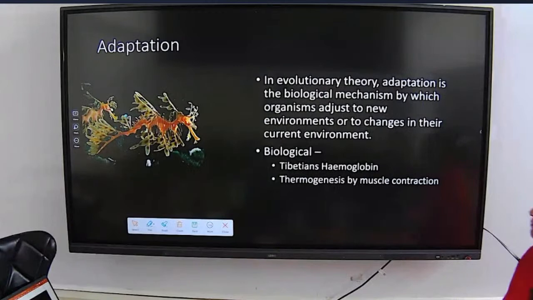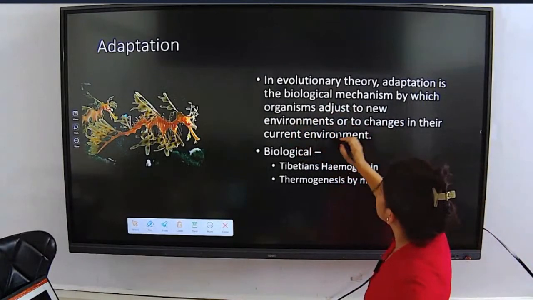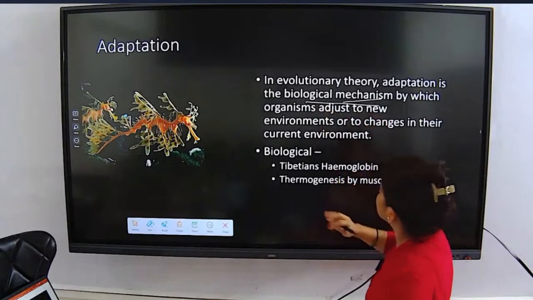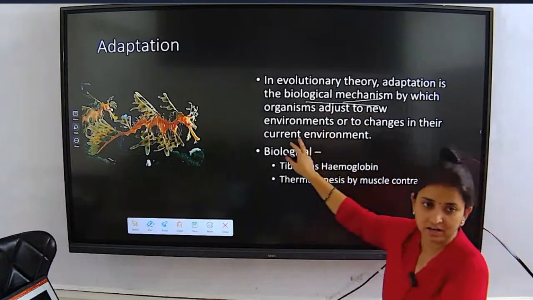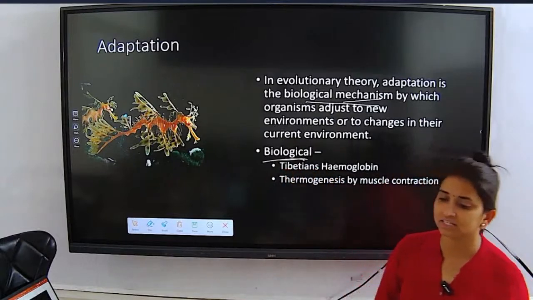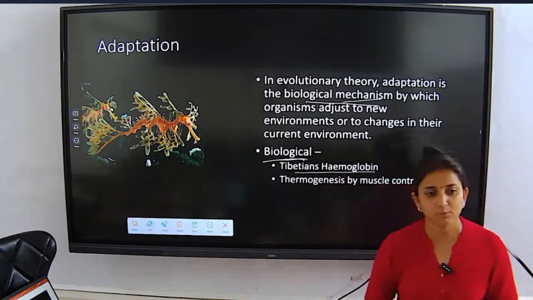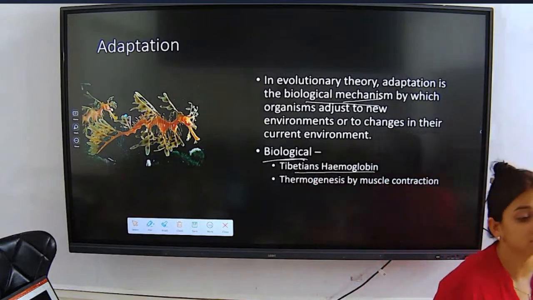Okay, for example, in evolutionary theory, adaptation is basically a biological mechanism by which an organism adjusts to the new environment. For example, it can be biological. A biological adaptation example can be Tibetans' hemoglobin. Hemoglobin, have you heard of this term? What is it?